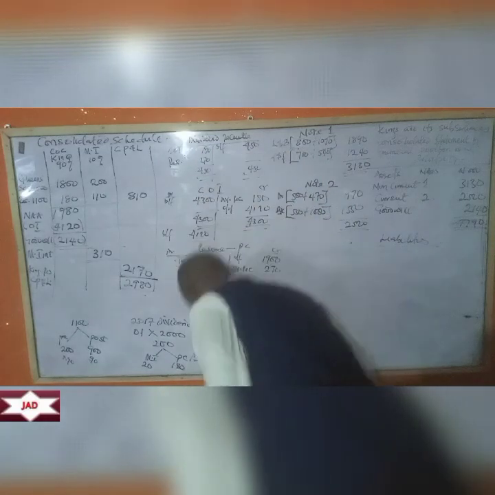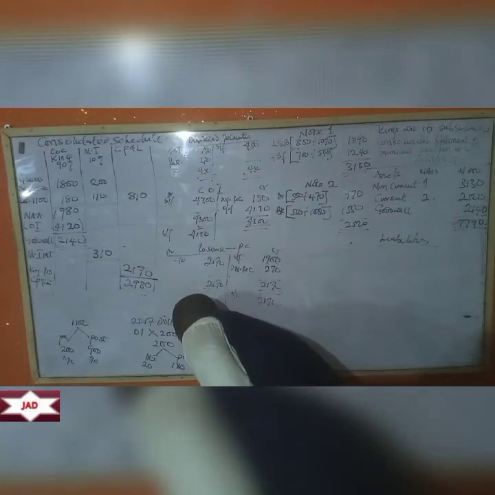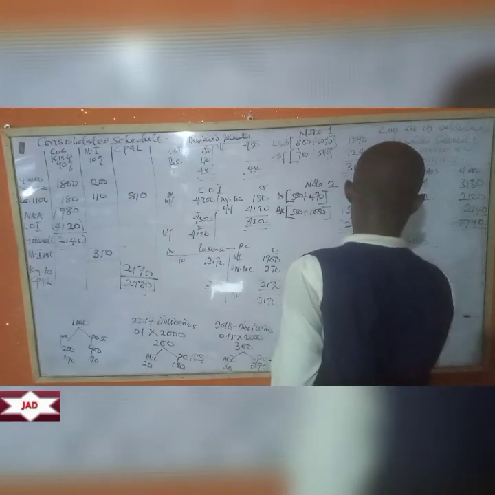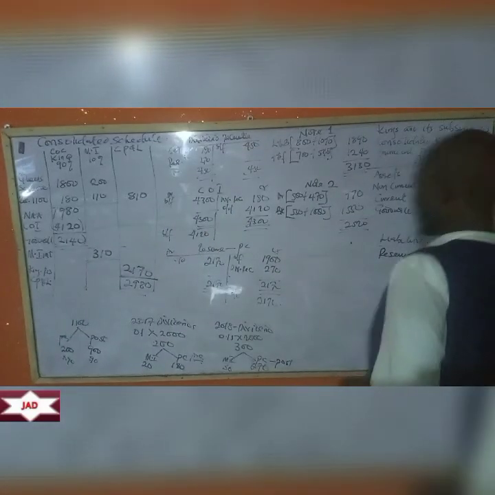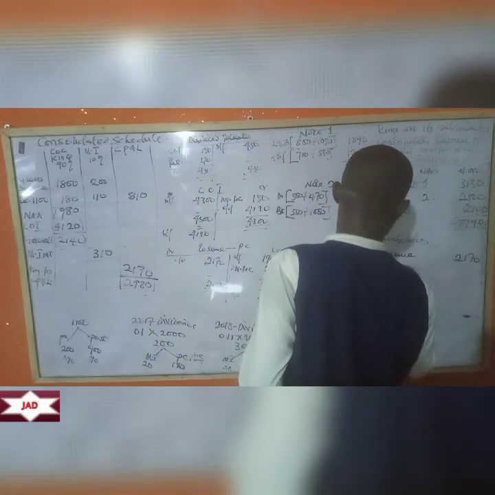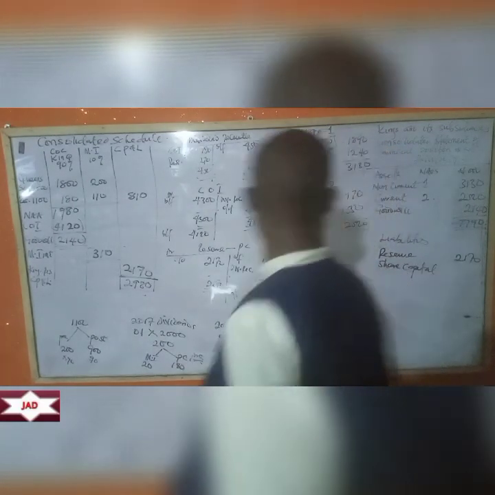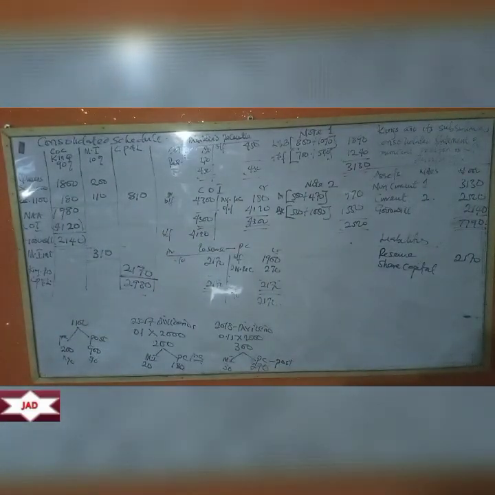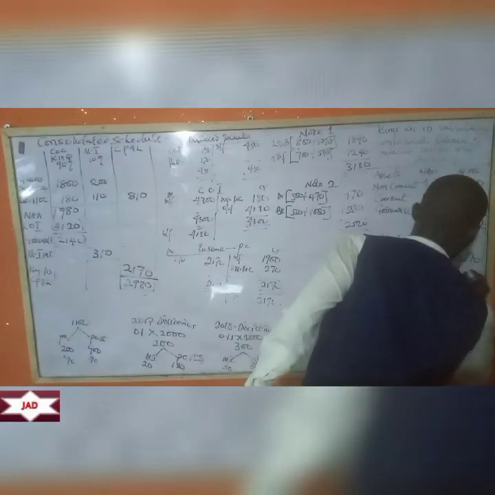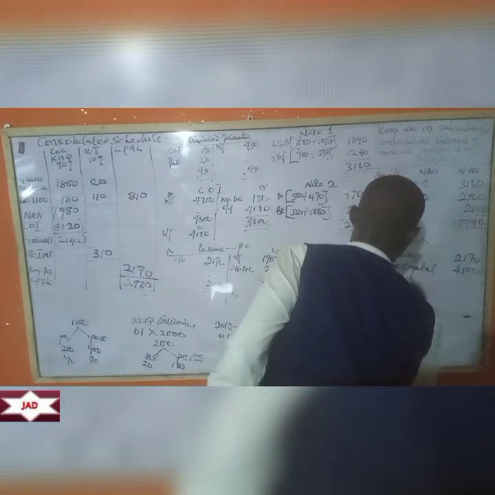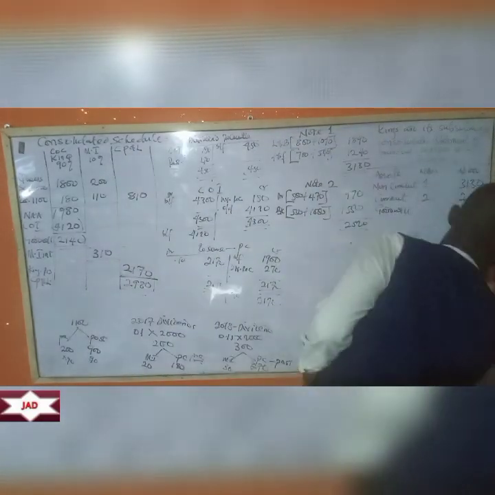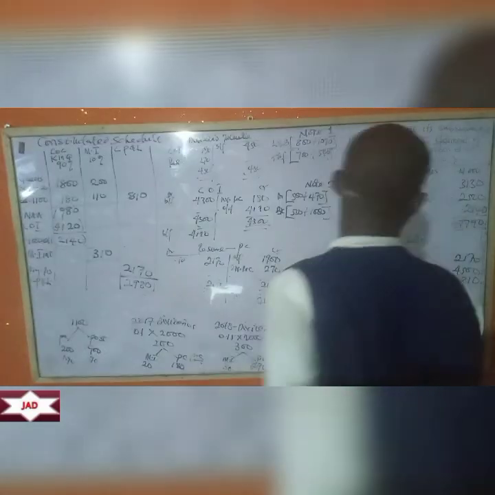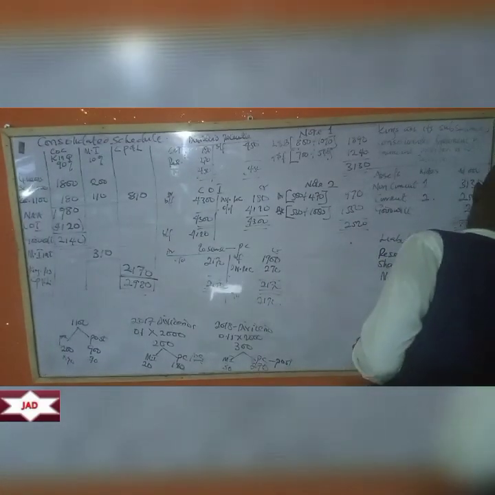So what do you have? What's our reserve? The reserve here is 2170. And we have what? Share capital. What is our share capital? 4,500. So we have minority interest. Was it 310? Okay. So what do we do? Let's add up.